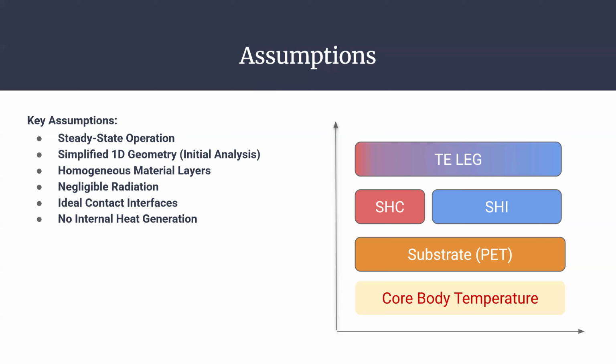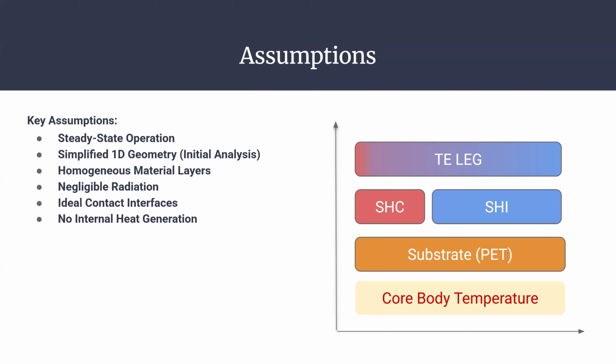First of all, we assume that there's no time-dependent changes in temperature, which namely is the steady state assumption, so that all the heat equations that we use in this simulation do not have a time component. Secondly, we have this simplified 1D geometry for the initial analysis to come up with the hot end and cold end temperatures.